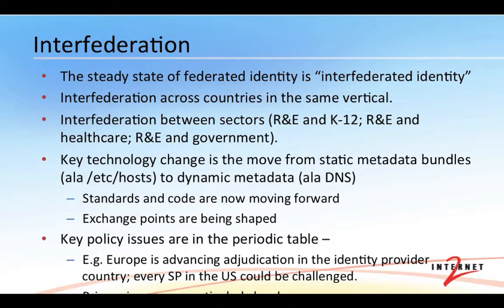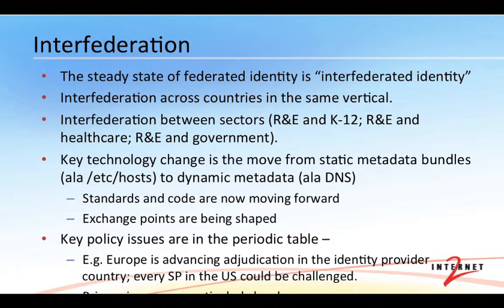Healthcare, et cetera. Doctors are a thrill, you know that. But a doctor can belong to a hospital and have a hospital identity and then walk across the street to the medical school with the same damn device now that's supposed to be tethered to both locations and both models. We need to make that interfederation work. We're doing the technologies now to make this work.